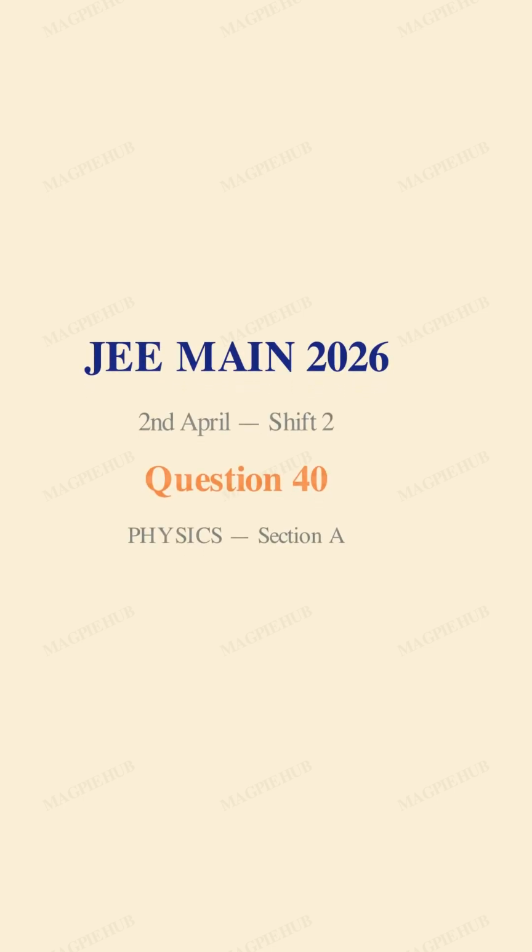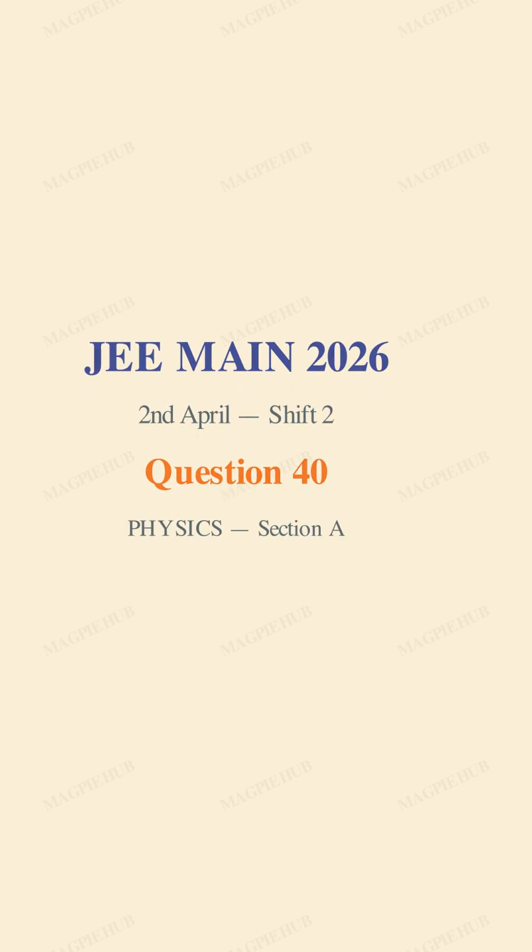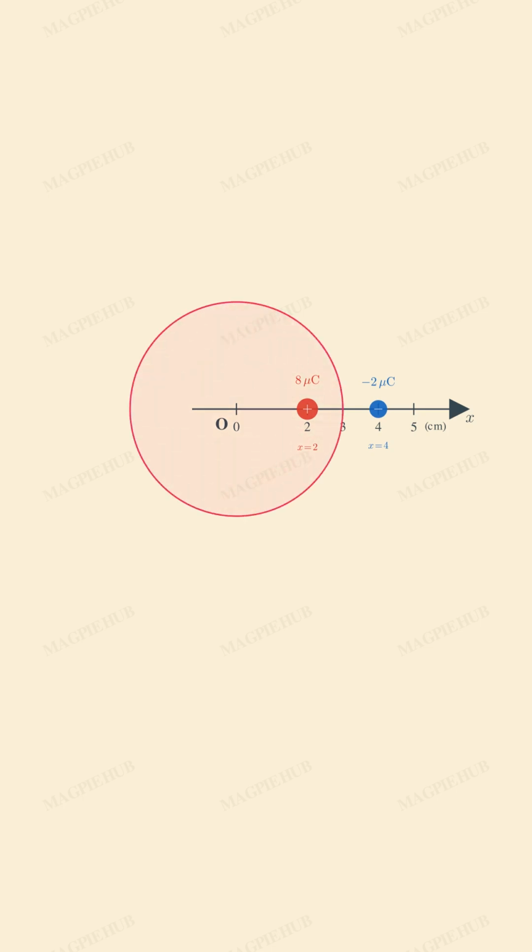JEE Main 2026, 2 April shift 2, Physics Section A, Question 40. Let's visualize the setup. We have 2 point charges on the x-axis. A positive 8 microcoulomb charge is at x equals 2 centimeters, and a negative 2 microcoulomb charge is at x equals 4 centimeters. Now, we draw 2 spheres centered at the origin.